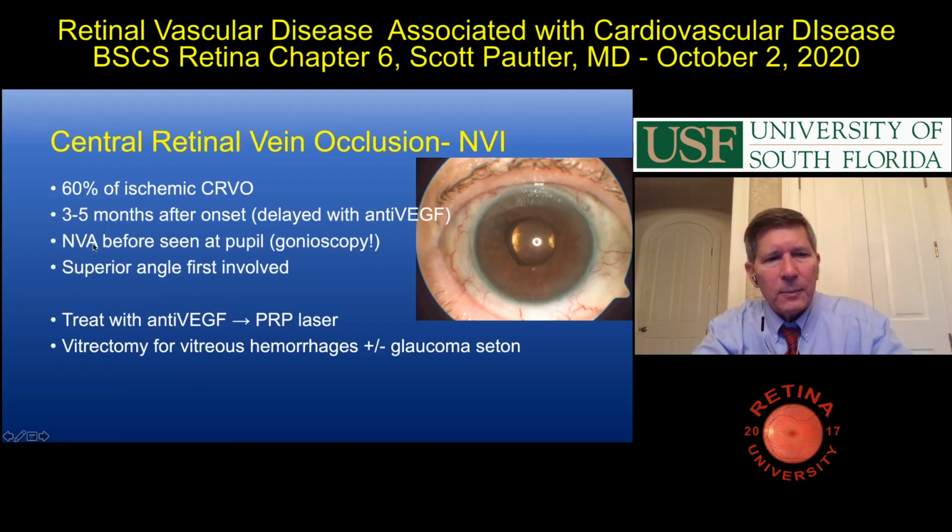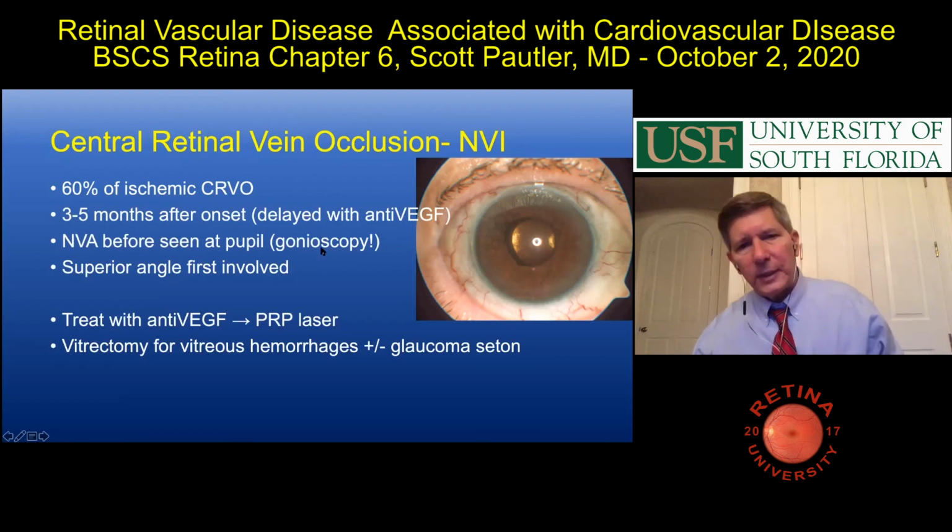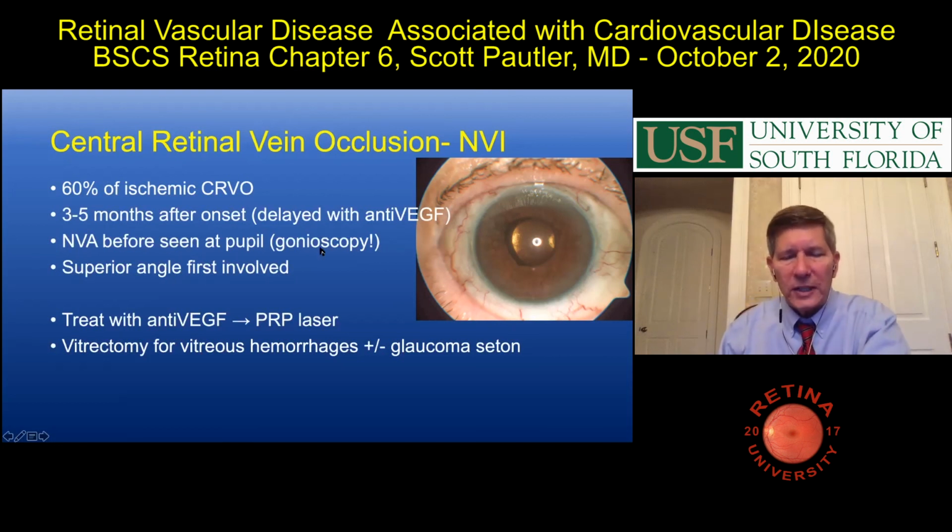Now this is important. New vessels that form iris anterior chamber neovascularization occur in the angle often before you see it at the pupil. Now this is different from diabetes and from other situations, and that's critical. What that means to you is when these patients come in for follow-up, you've got to do gonioscopy. You're going to miss the angle neovascularization. It's going to come on way before the pupil, and in fact they'll present with pressure problems sometimes when the pupil looks pretty good.